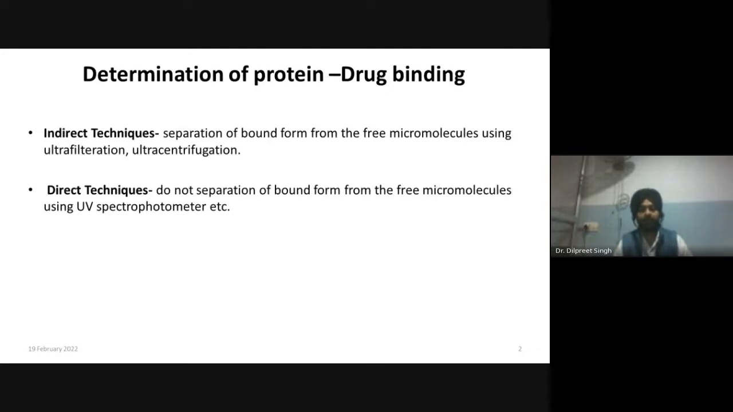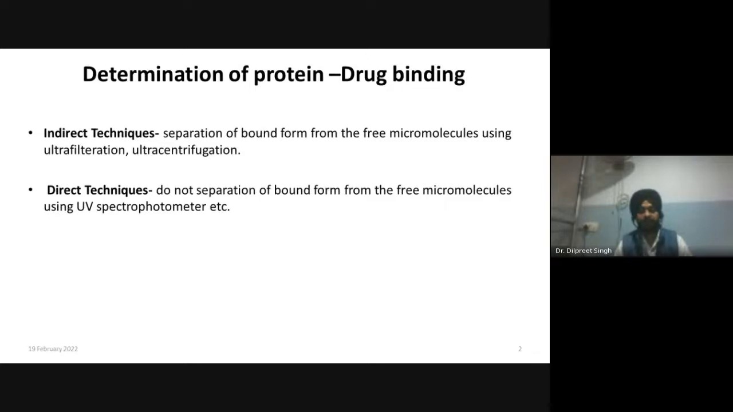There are two types of methods available for protein drug binding. The first is called the indirect technique. The indirect technique involves the separation of the bound protein molecule from the free macromolecules using ultrafiltration or ultracentrifugation. Using that high shearing force through centrifugation or filtration, we can separate the bound fraction from the unbound fraction, and we can determine it by analytical techniques like the UV method, spectrophotometry, and AAS, the atomic absorption spectrophotometer method. There are a lot of methods available in the literature to determine the bound concentration, but firstly, we have to separate the bound form from the unbound form.